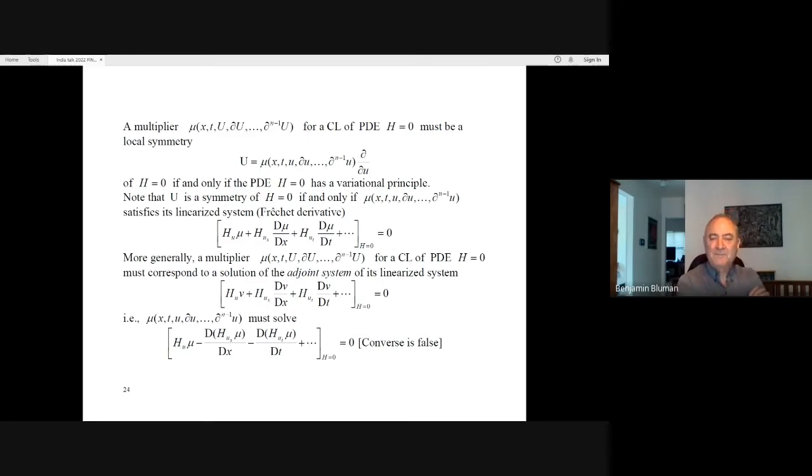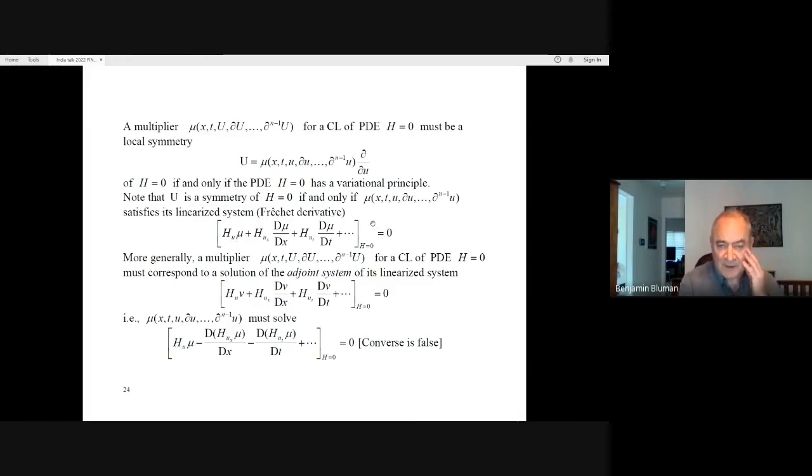So a multiplier mu for a conservation law of a PDE must be a local symmetry. What one can show is that the multiplier must be a symmetry. Now we're going to relate multipliers and symmetries. It must be a local symmetry of H if and only if one can show the PDE has a variational principle. Note that U is a symmetry, this is very important, that U is a symmetry of H if and only if mu satisfies its linearized system, or the Fréchet derivative.